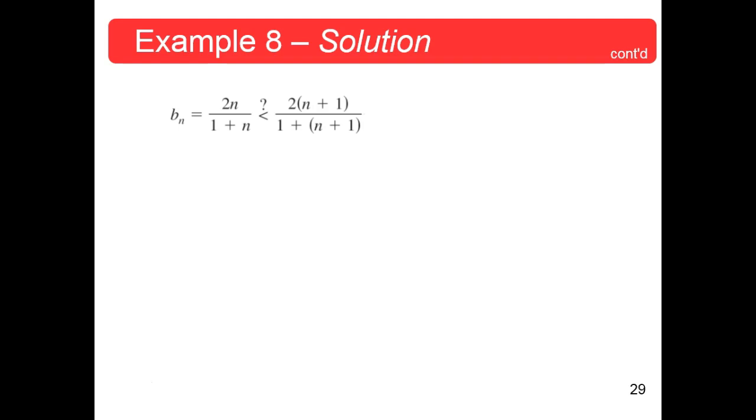And what they did to the top one, this is b sub n. b sub n plus 1 would be 2 times n plus 1 over 1 plus n plus 1. The question is, is this always less than that? The answer is yes, but I still don't know the question mark there.